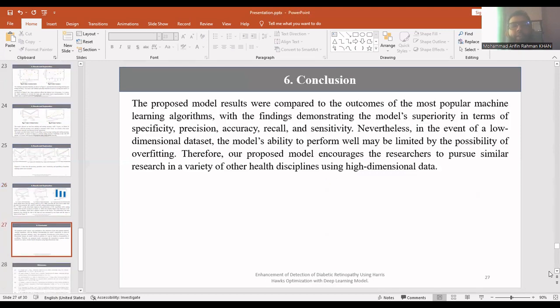Conclusion: the proposed model results were compared to the outcomes of the most popular machine learning algorithms, with the findings demonstrating the model's superiority in terms of specificity, precision, accuracy, recall, and sensitivity. Nevertheless, in the event of a low-dimensional dataset, the model's ability to perform well may be limited by the possibility of overfitting. Therefore, our proposed model encourages researchers to pursue similar research in a variety of other health disciplines using high-dimensional data.